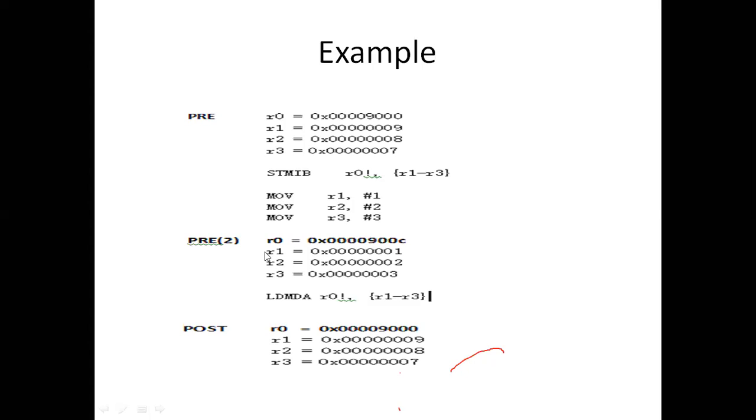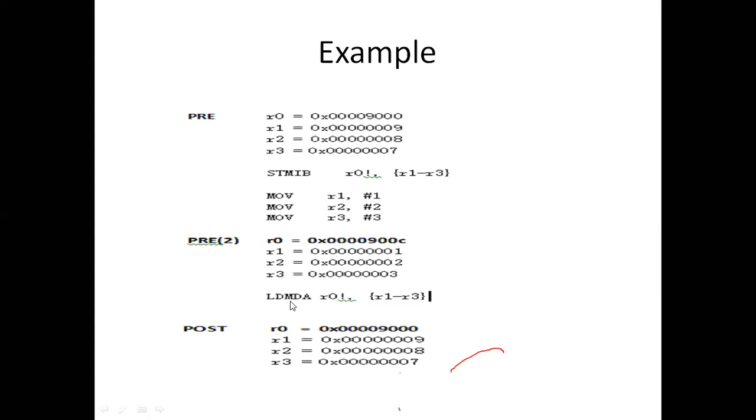For the precondition, after executing this instruction, that is STMIB, R0 will actually have 9000, 900C, whereas R1 will have 1, R2 will have 2, and R3 will have 3. And that is exactly what you have for the STM, right? Before updating the value, in this case STMIB, we are storing the values of these register contents, that is R1, R2, and R3. R1 is having 9, 8, and 7. That will be stored into memory locations.